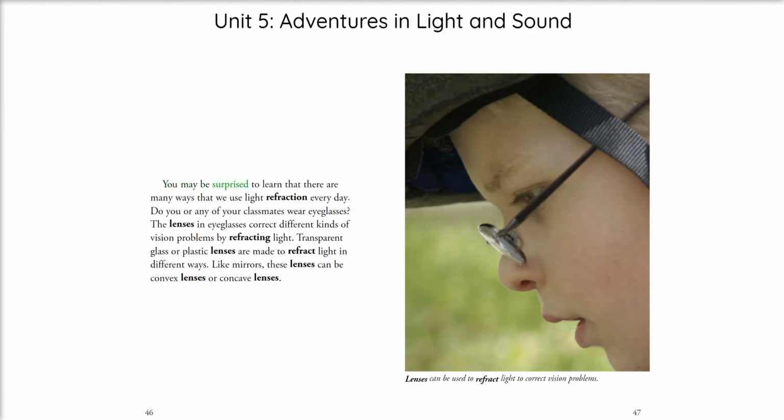You may be surprised to learn that there are many ways that we use light refraction every day. Do you or any of your classmates wear eyeglasses? The lenses in eyeglasses correct different kinds of vision problems by refracting light. Transparent glass or plastic lenses are made to refract light in different ways. Like mirrors, these lenses can be convex lenses or concave lenses.